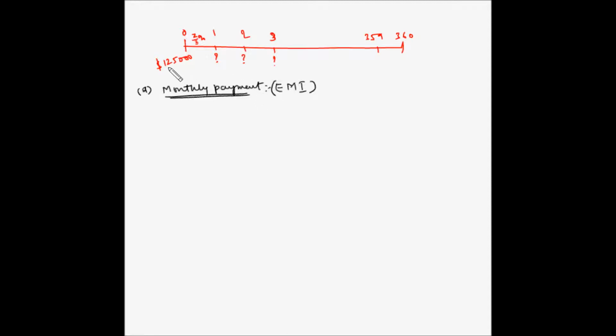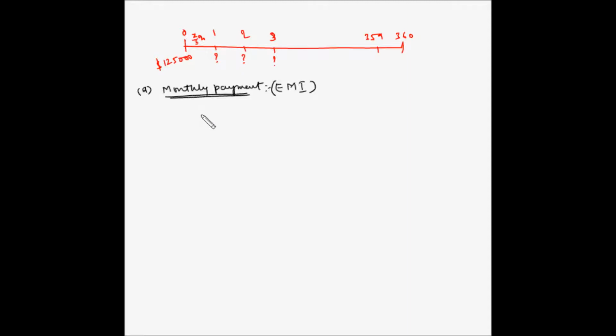So let's see how you can find out the monthly payment that you'll have to make if you have taken a loan of $125,000 for a tenure of 30 years at a monthly interest rate of 2 by 3%. Now this forms an ordinary annuity where there are equal payments to be made at regular intervals, and the payments are being made at the end of the period. We know the present value and we want to find out the annuity amount or the monthly installment amount.